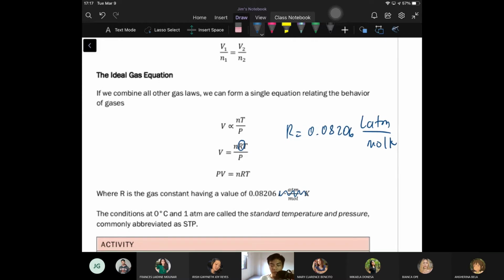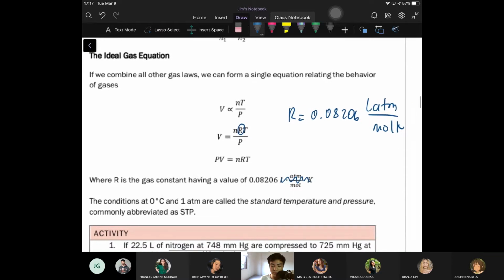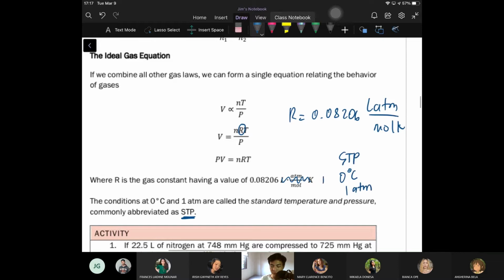Okay. There are also conditions about this. No? Pag sinabi nating STP, STP meaning standard temperature and pressure. When we say STP for gases, the temperature is 0 degrees Celsius and the pressure is 1 atm. Okay? So again, pag sinabi nating STP, tawag doon ay standard temperature and pressure. It means that the temperature is 0 degrees Celsius and the pressure is 1 atm.